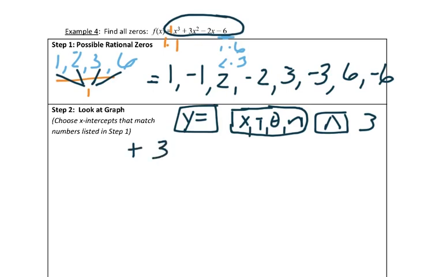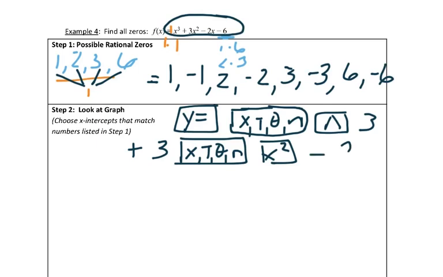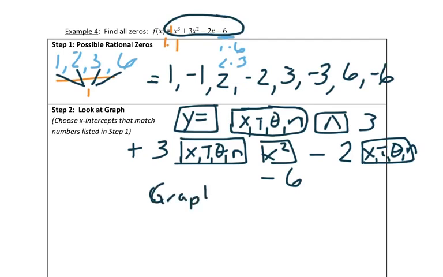So we're going to type x, and then to the power of 3 plus 3, and then we have another x, so we'll use that x, t, theta, n button. And then you can do the power of 2, where you can use the button that looks like x squared, and that'll put the squared on it. Minus 2, and there's another x, so x, t, theta, n, and then minus 6. And then when you've got that typed in, you're going to hit the button that says graph.